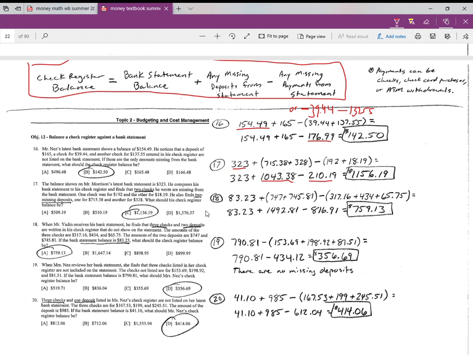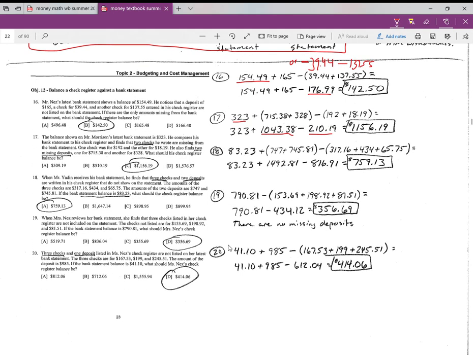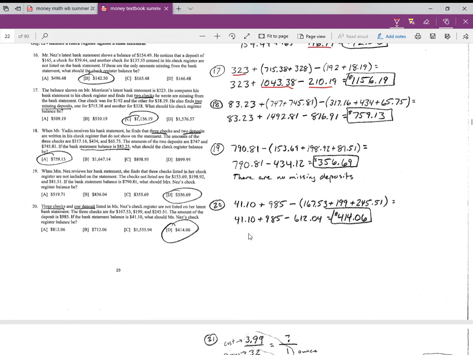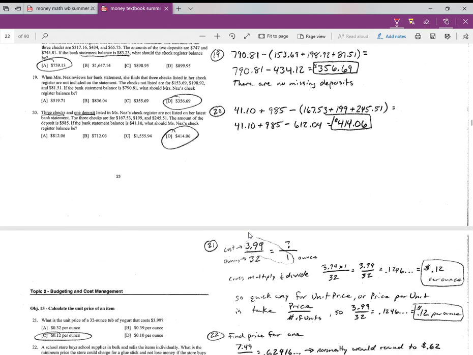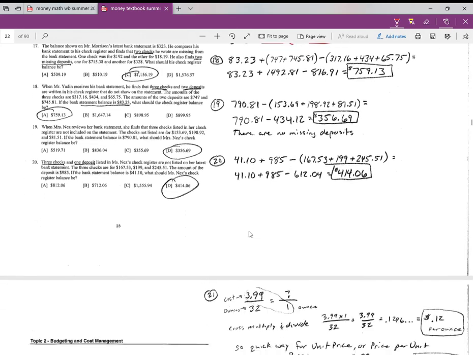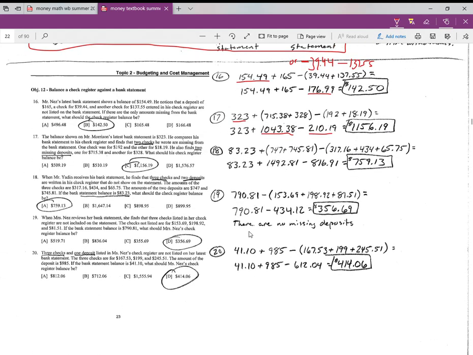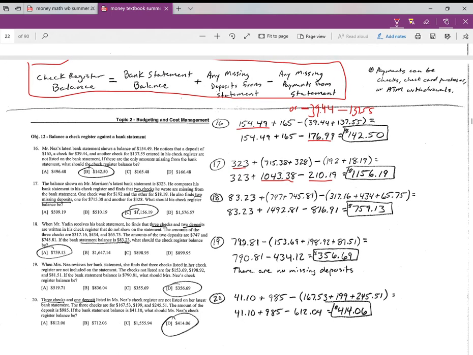We won't go through 18, but you can just see there's going to be two missing deposits, three missing checks. So just make sure you account for everything when you're reading the problem. 19, there's no missing deposits. There's three missing checks, so you're going to be subtracting all those numbers. I think that's every type of problem after this is about the same. So looks like there is only 5 problems here. So that's objective 12.